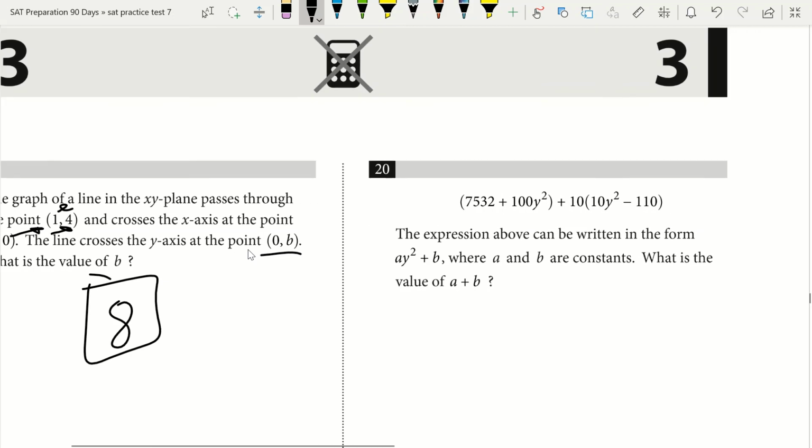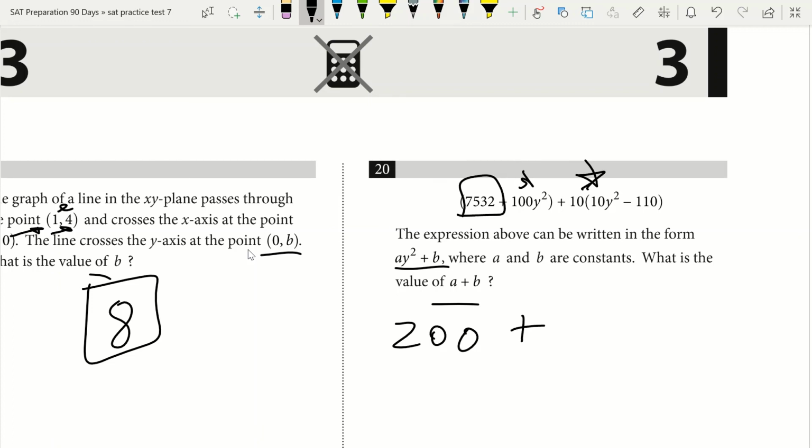Okay, I look over to my right. The expression above can be written as ay squared plus b. What's a plus b? I see a is 100y squared plus 100y squared, so a is 200. I see that b is 7532 plus 10 times negative 110, so that's minus 1,100. It's going to be 6432, which means my answer is going to be 6632.